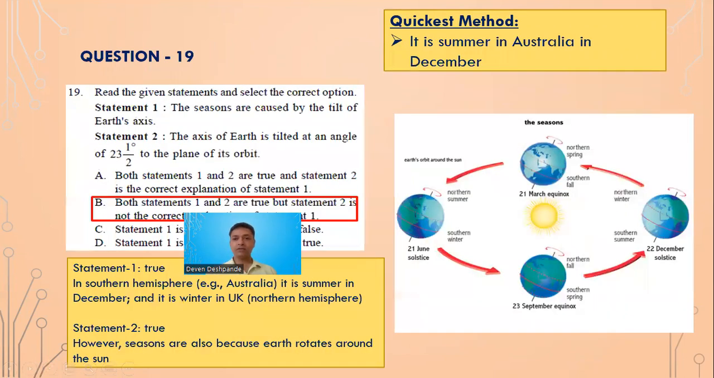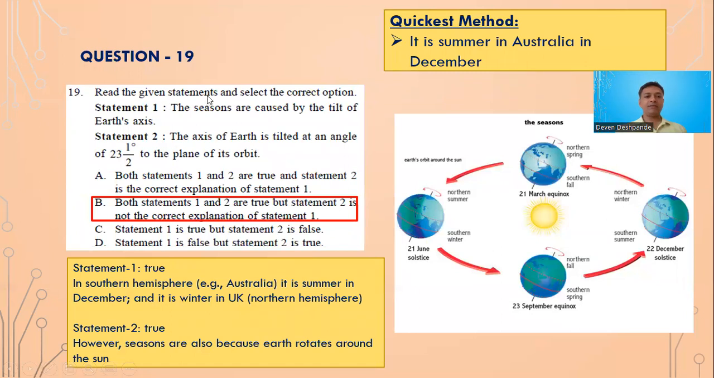Okay, next one. Read the given statements and select the correct option. Statement 1, the seasons are caused by the tilt of the Earth's axis. And statement 2 is the axis of the Earth is tilted at an angle of 23.5 degrees to the plane of its orbit. So statement 1 and 2 are true. Seasons are caused by tilt, and tilt is 23.5 degrees. But statement 2 is not the correct reason for the seasons, isn't it?